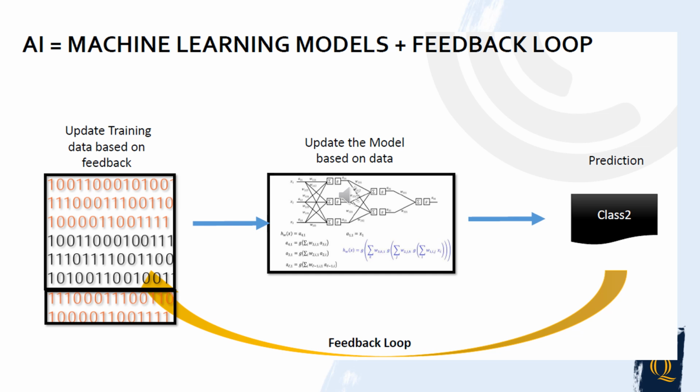Once a prediction is made, we assess its accuracy. If the prediction is correct or could be improved, we provide feedback to the model. The feedback is used to update the training data and potentially add new data points that reflect the correct outcome. This updated data is then fed back into the model to update the model's parameters, its weights and biases, so that it becomes better at making accurate predictions in the future. This iterative process, known as a feedback loop, allows the AI model to learn from its mistakes and refine its performance over time.